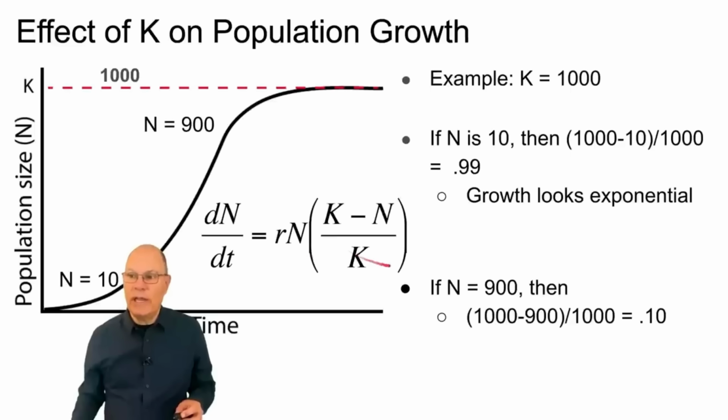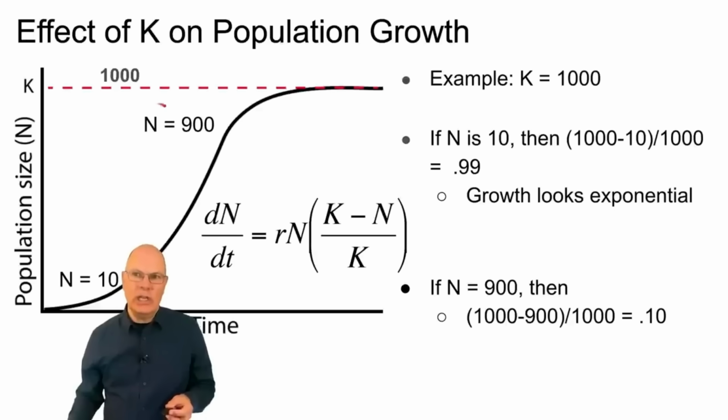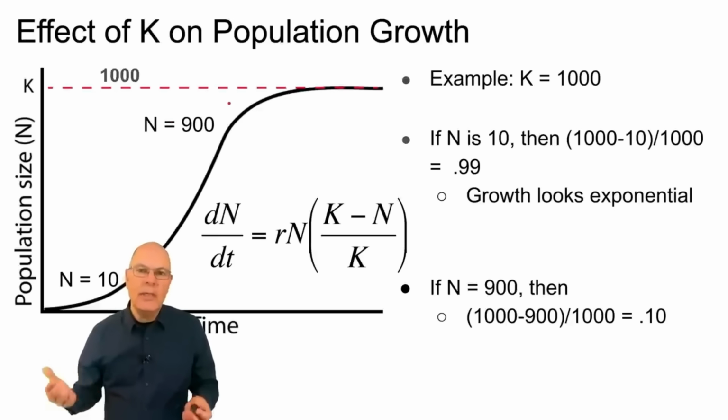But if we increase the population to 900, then look what this does to the expression (K minus N) over K. It's now 1,000 minus 900 divided by 1,000, and that's 0.10. So whatever our rate of growth would have been, we're now going to multiply it by 0.10, and that's going to cause growth to quickly level off. As we get to K, as the population is equal to the carrying capacity, then population growth stops altogether.